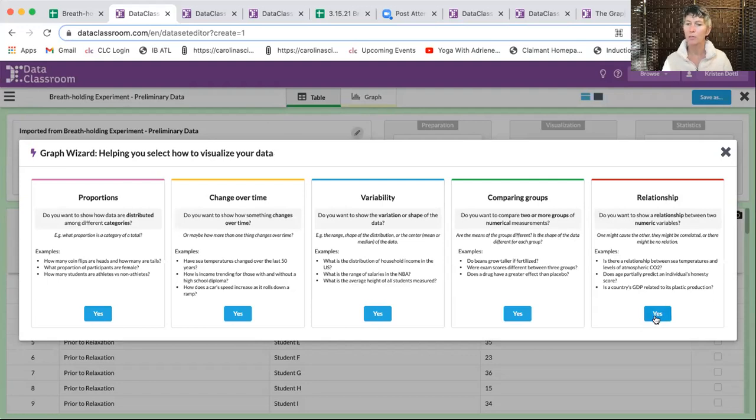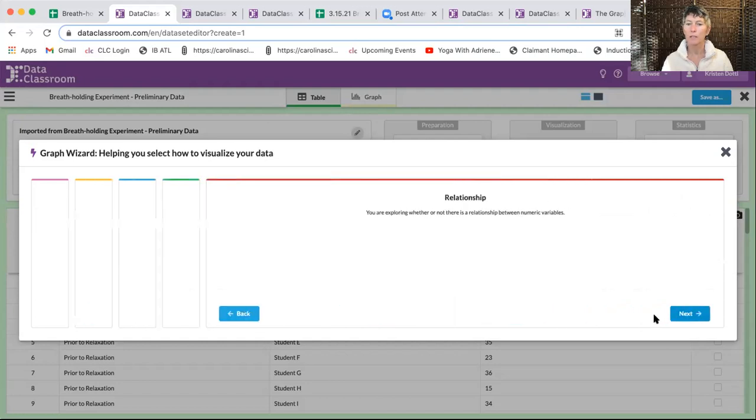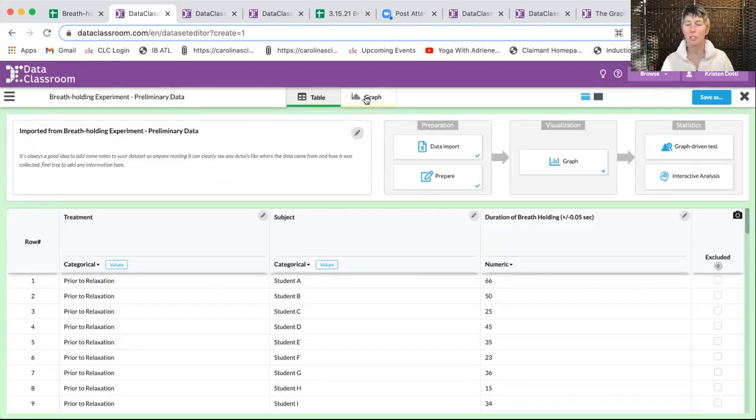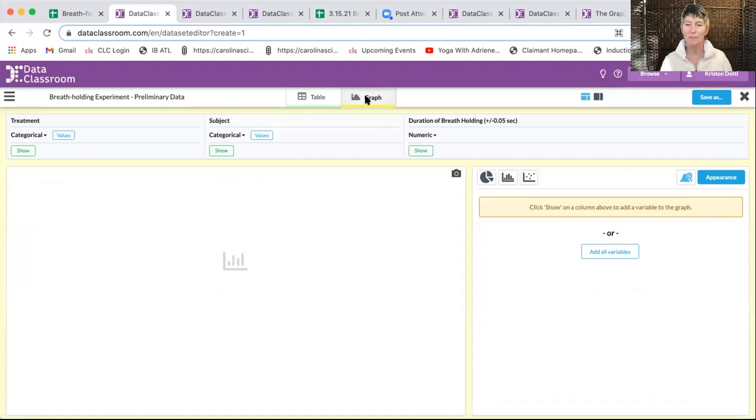We want to know if there's a relationship between the information that happened before or after. And so you can see it's just going to take me to the next step and the next step. I'm going to close out of that wizard right now because I want to show you the type of graph that it would eventually lead to. But you can follow the wizard and it will allow you to make choices all the way along the way. And then it shows you how to change your graph to incorporate the choices based on the questions that you answered.